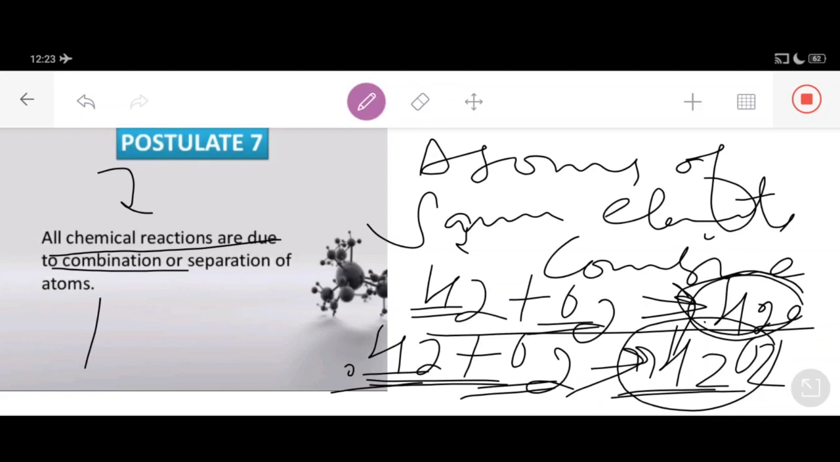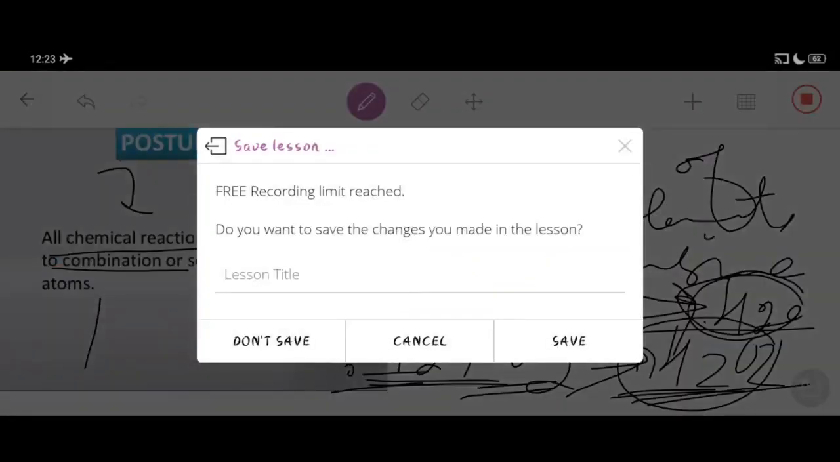When hydrogen and oxygen react with each other, they form water, and when they react with each other in the second way, they form H2O2, hydrogen peroxide. So in water, 2 atoms of hydrogen combine with 1 atom of oxygen, while in hydrogen peroxide, 2 atoms of hydrogen combine with 2 atoms of oxygen.